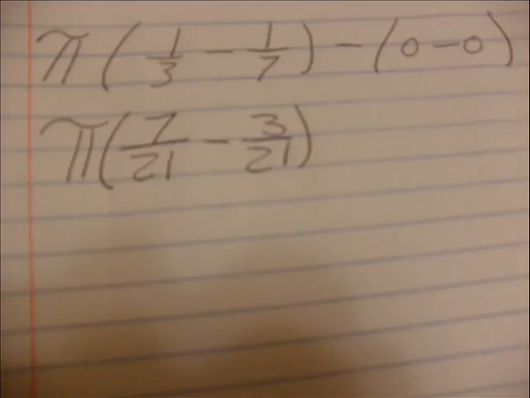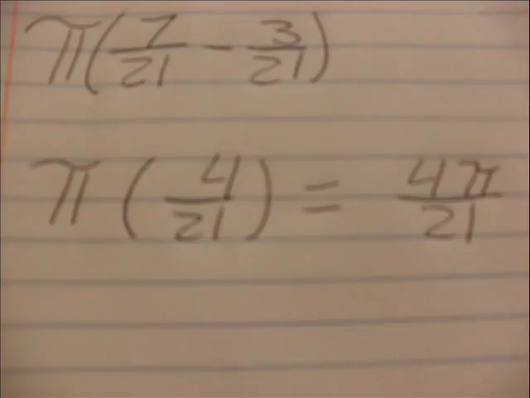This will equal pi times 7 over 21 minus 3 over 21 because we have to find a common denominator. Then we'll have 4 over 21 times pi. We must distribute the pi in, leaving the volume of our cylinder problem 4 pi over 21.